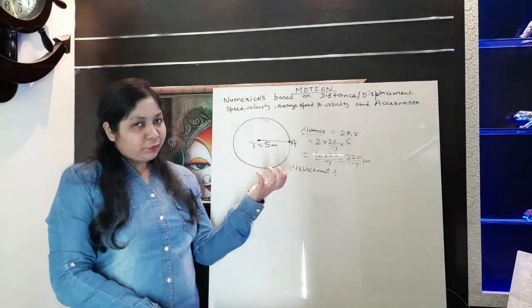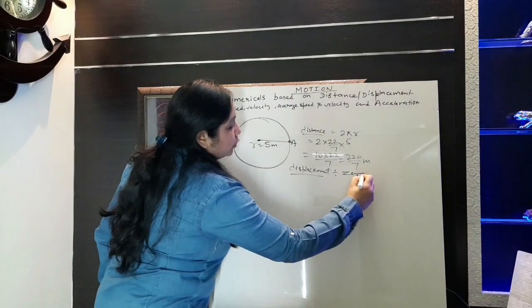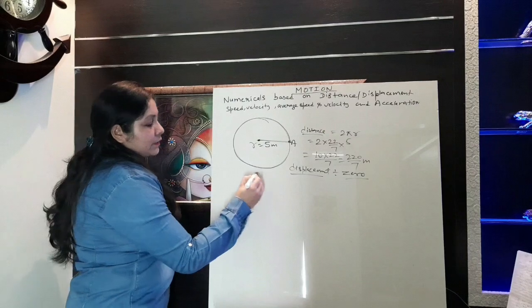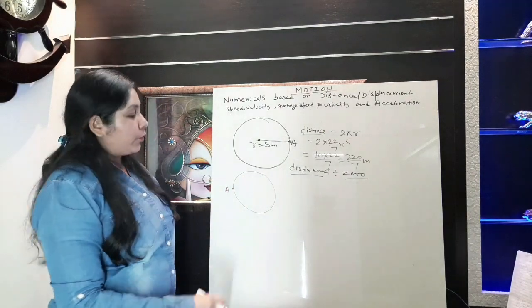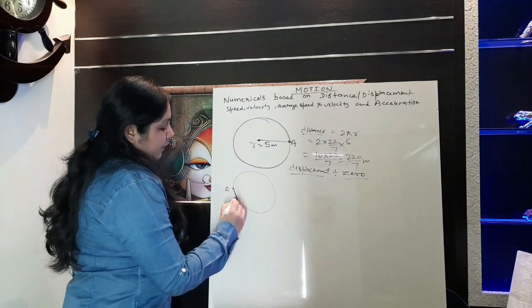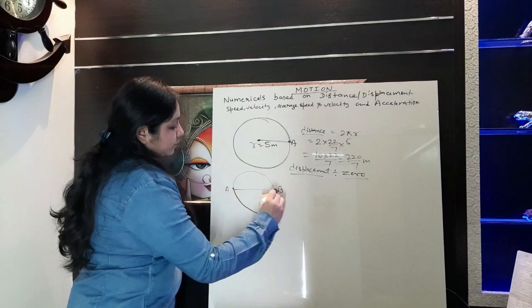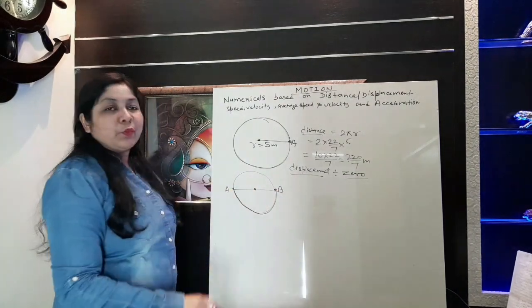So obviously the body is not moving at all. So you can say the displacement in this case is also 0, right? Now, in the same example, suppose an object starts from point A and after completion of half a round, it reaches point B.